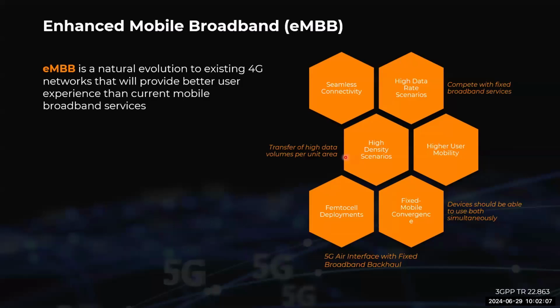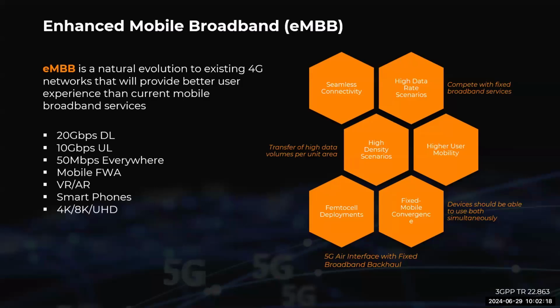And then high density scenarios, okay, higher user mobility, fixed mobile convergence, and femtocell deployments. So in theory, and in the target of 5G, they are targeting up to 20 gigabit per second in downlink.